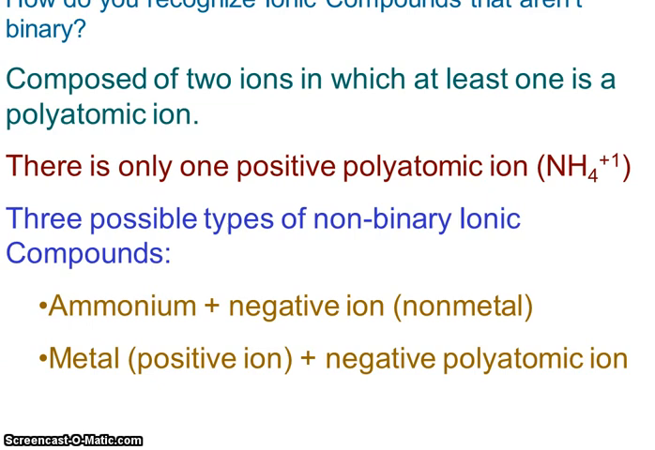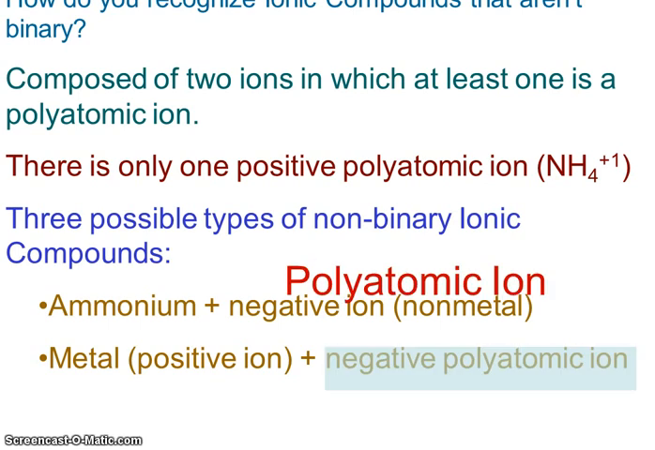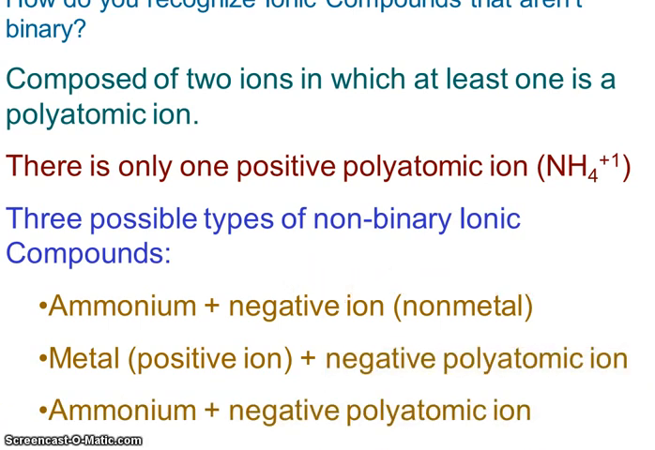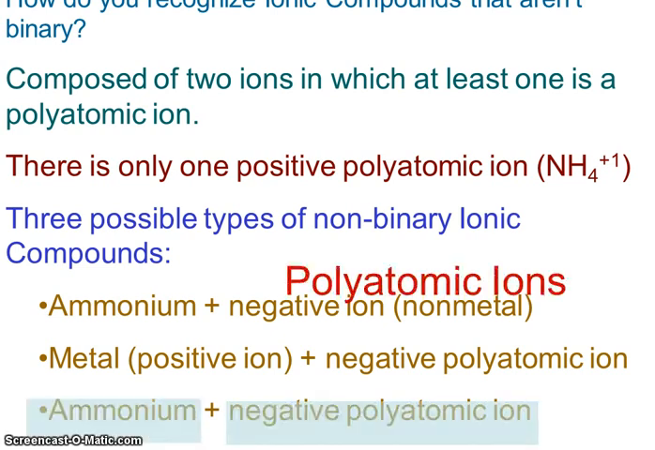There is the possibility to have some metal and some negative polyatomic ion, like NaC2H3O2, for example. And then there is a possibility to have ammonium acting as the positive side and some other polyatomic ion acting as the negative side. For example, NH4OH, ammonium hydroxide, would fit this bill where both members were polyatomic ions. That's why it's important that you memorize those so that you recognize them when you see them and you know that it's not a molecular compound just because it's not containing a metal.